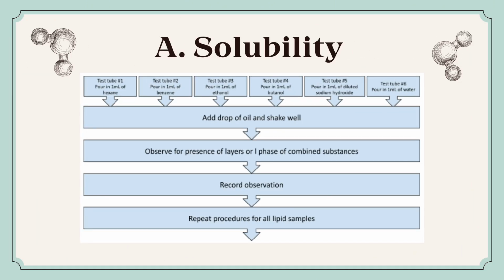Qualitative test for lipids. Procedure A, solubility test. In test tube number 1, we poured in 1 ml of hexane. Test tube number 2, 1 ml of benzene. Test tube number 3, 1 ml of ethanol. Test tube number 4, 1 ml of butanol. Test tube number 5, 1 ml of diluted sodium hydroxide. Test tube number 6, 1 ml of water.